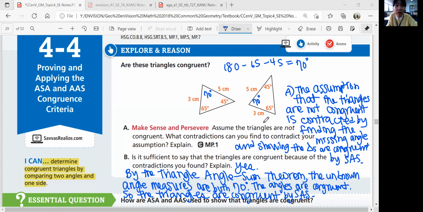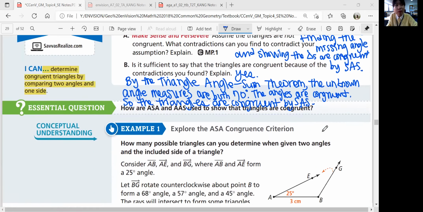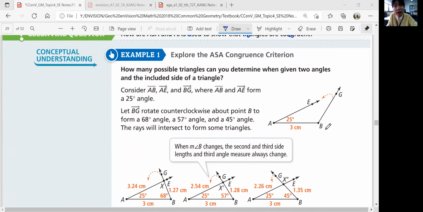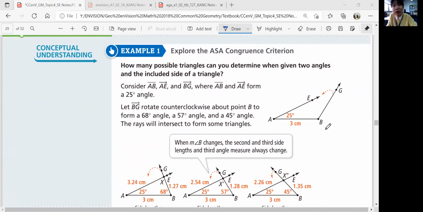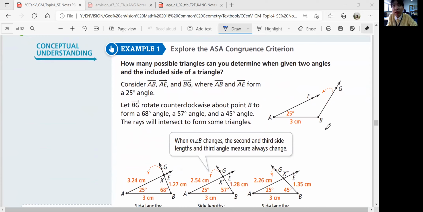So in this lesson, we will think about how the ASA and AAS are used to show that the triangles are congruent. We don't know what ASA and AAS are yet, but we will learn that today. Let's look at example 1. Explore the ASA congruence criterion. How many possible triangles can you determine when given two angles and an included side? It is important that the side is included.